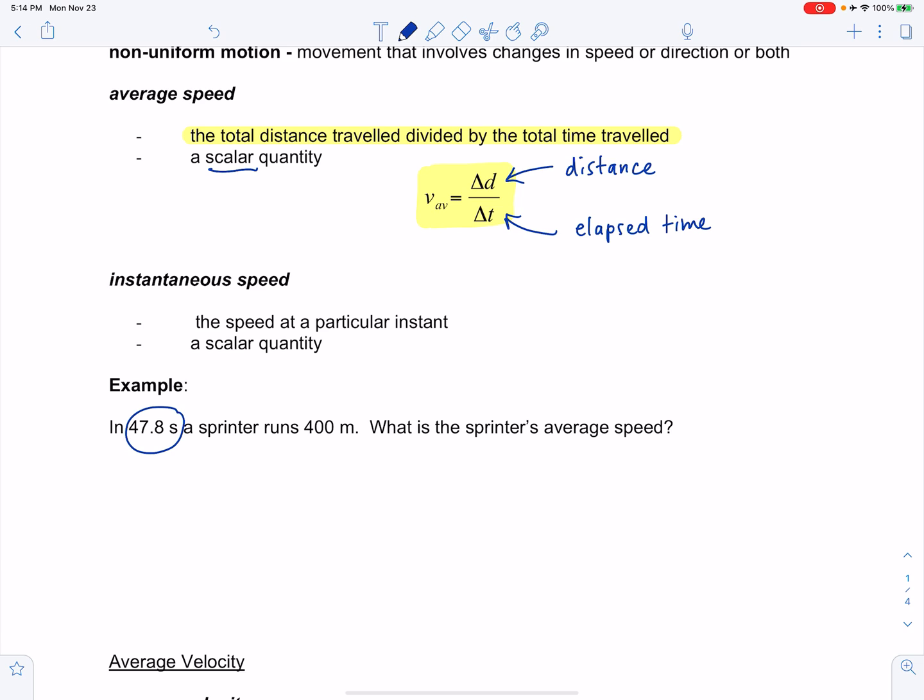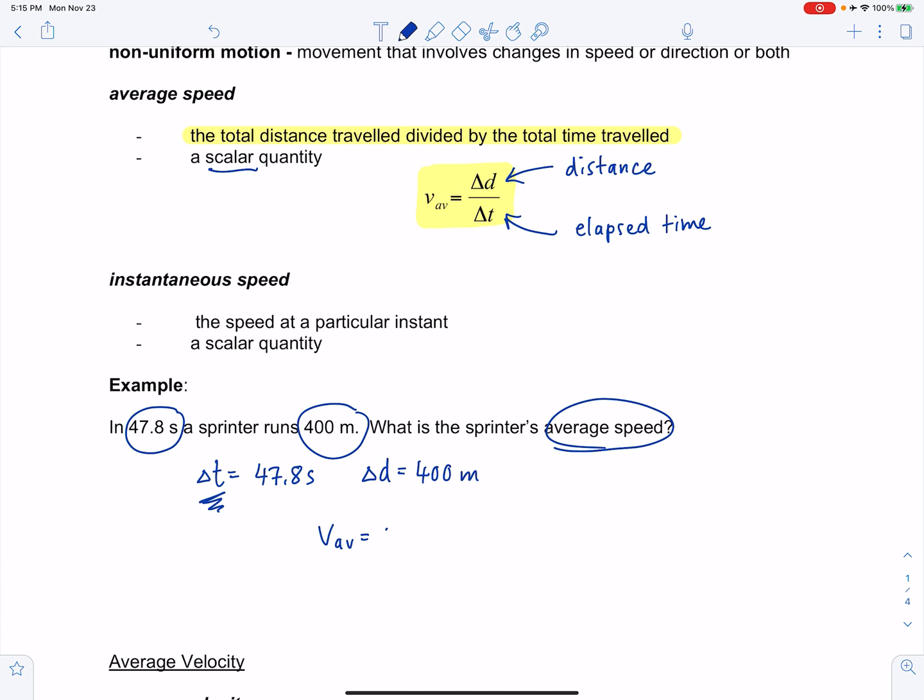So we're given two quantities, 47.8 seconds is the elapsed time. Make sure you write down everything that's given and use the proper symbol to denote what that quantity is. This will help you decide which equation to use. The second quantity is 400 meters. So we have a unit of measurement, which is the meter, and there's no direction, no reference point. So this must be a distance. So in this question, they give us distance and elapsed time, and they want us to find the average speed.